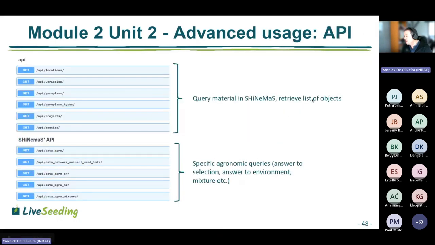You also have an advanced usage of SHineMas using the API. I will try not to enter into technical stuff about that because it is not the subject. But you have to know that SHineMas provides web services that make it possible to make some agronomic queries, or just queries on lists of materials. And an API makes it possible to use SHineMas programmatically and to interface SHineMas with third-party tools.